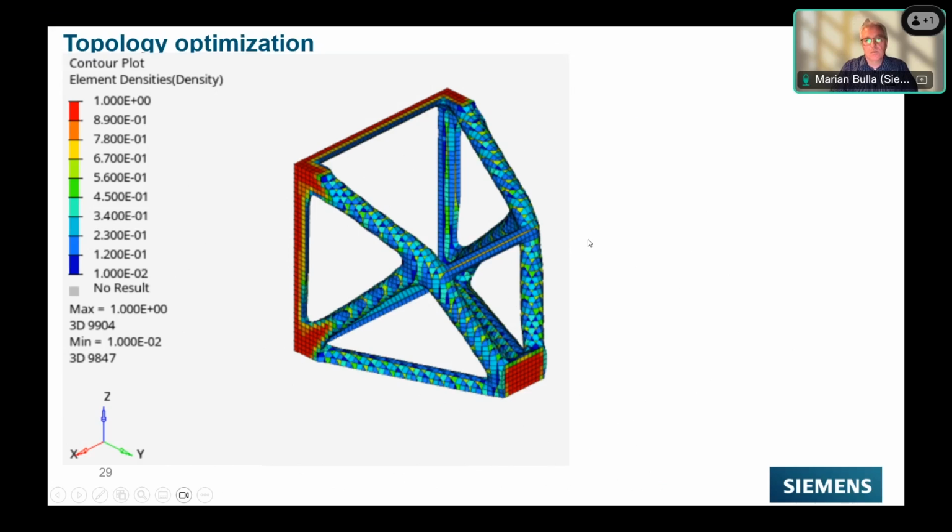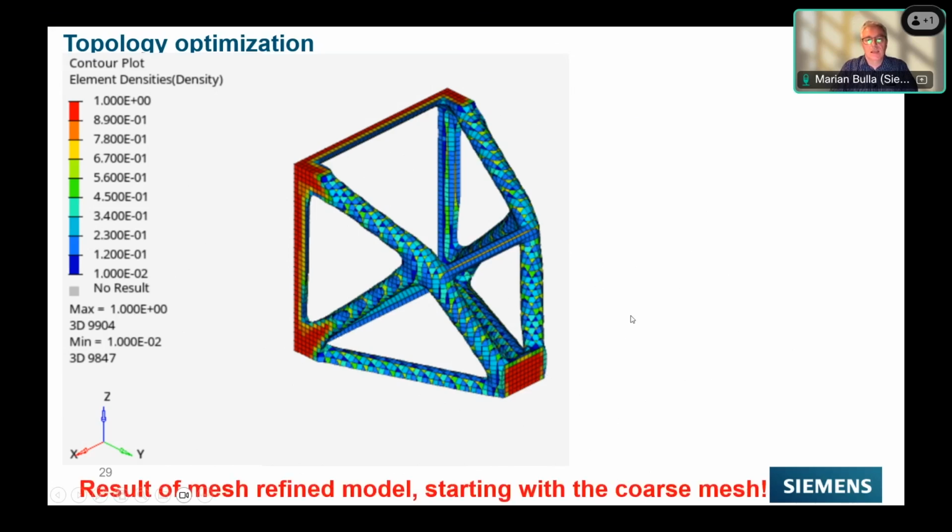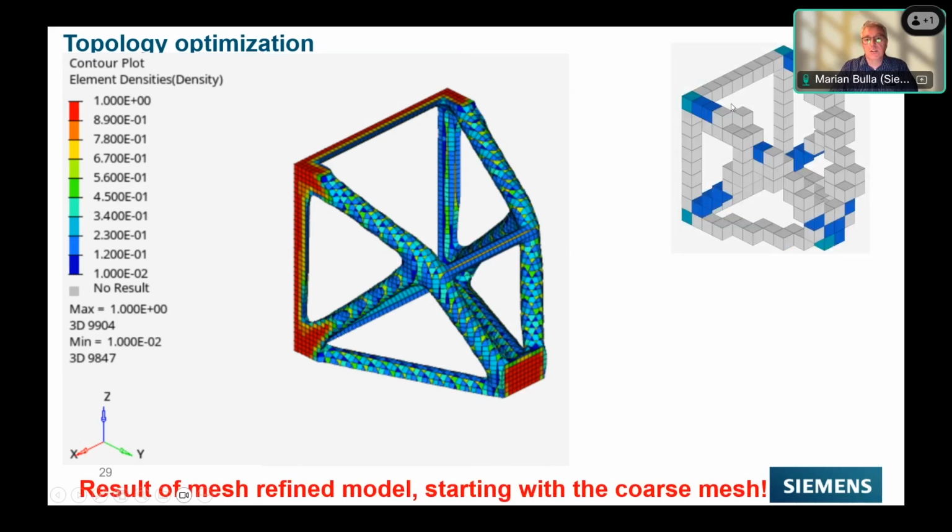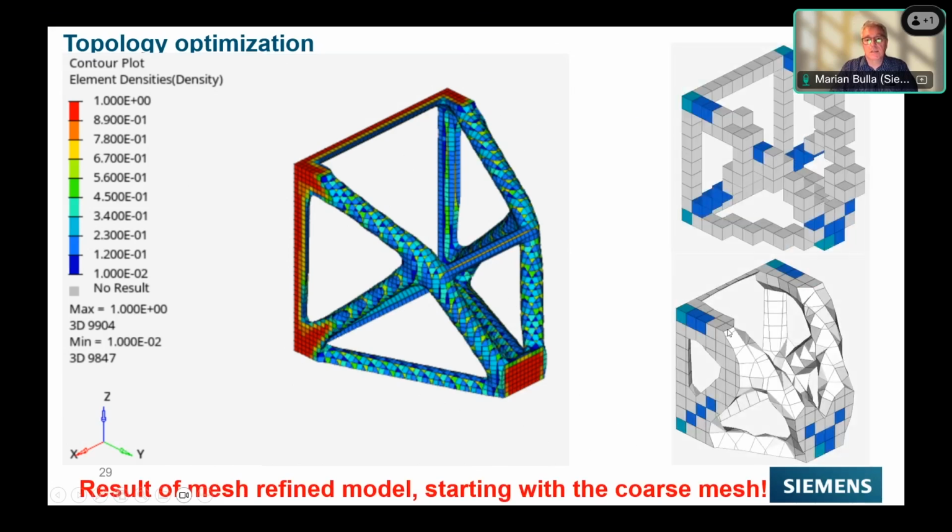I also used 2 levels of refinement here, and this is what remains. Again, compare, for example, with the initial mesh, which looks like this, and the initial final result, which looks like that. So this is really a breakthrough which we now have with this automatic mesh refinement during optimization.